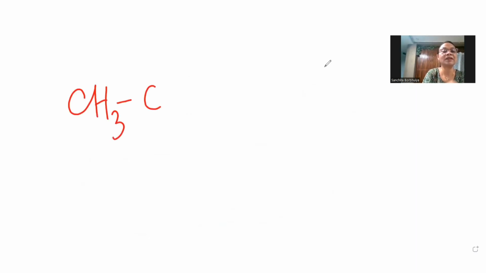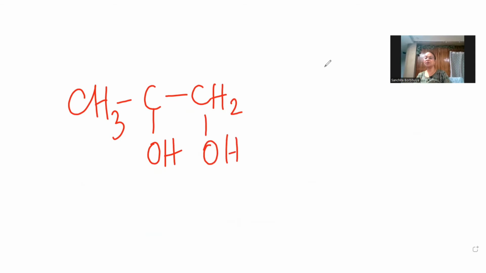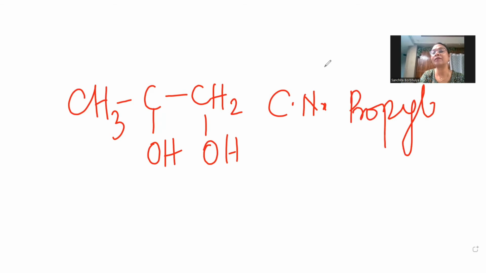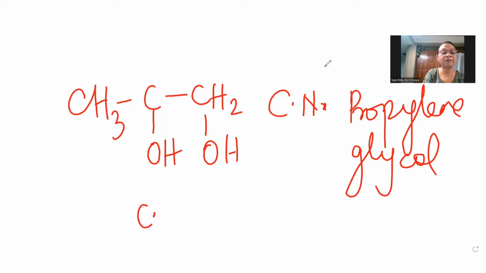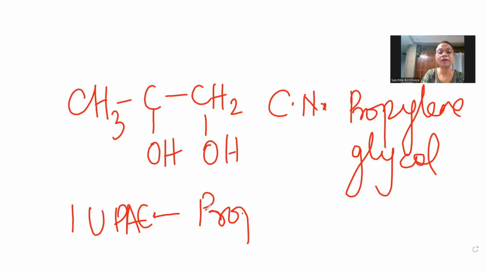Let us do it. Okay? This would be called propylene glycol. So its IUPAC name, let me write the common name first. Its common name is done. So now let us go to its IUPAC name. It is propane-1,2-diol.